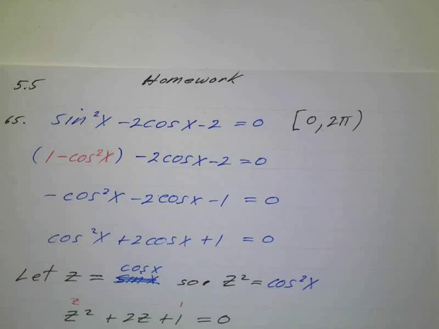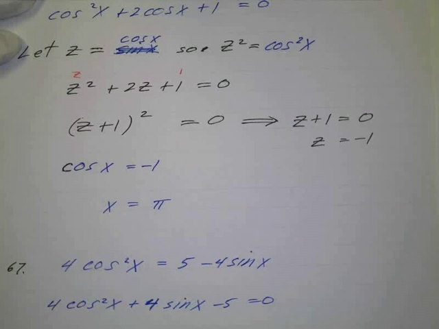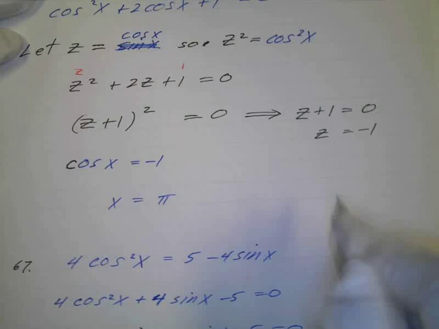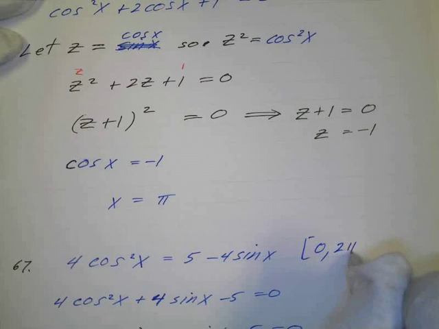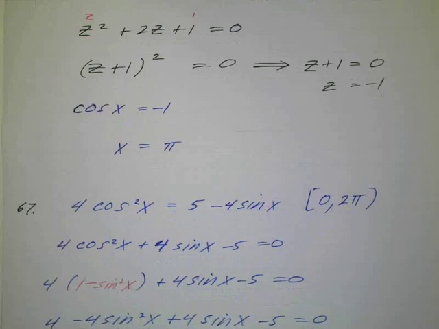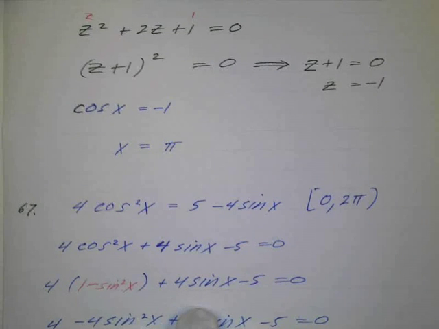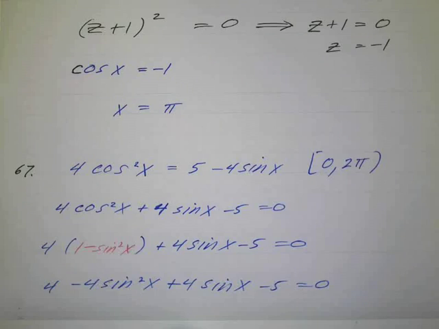So that's our domain. That's important. Okay. And then 67, the same thing. We have the same interval issue going on here. 0 to 2 pi, open to 2 pi. All right. And this is what we've got. There we go.